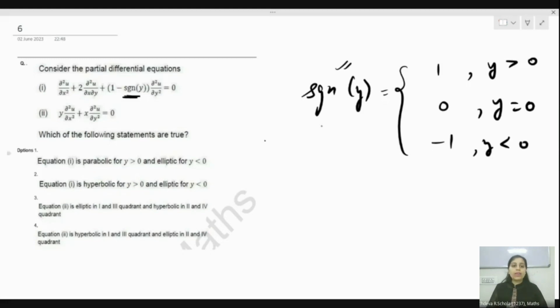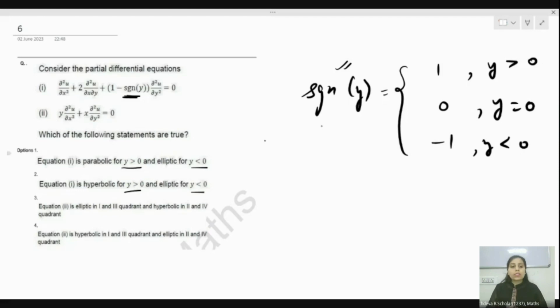And in the second equation, we have y ∂²u/∂x² plus x ∂²u/∂y² is equal to 0. In both parts, first see the options. What do the options want? The option says the first equation is parabolic for y greater than 0, elliptic for y less than 0. There is a restriction on y. Also here, a restriction on y.